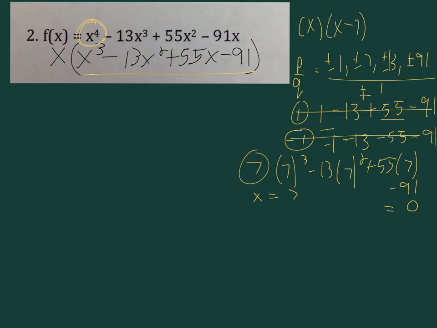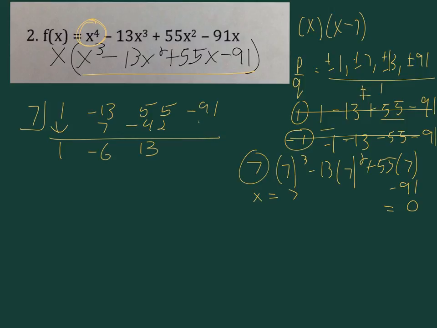So then we'll use 7 out here, and then that would be 1, negative 13, 55, and negative 91. And we'll do our synthetic division. So you bring down 1. 1 times 7 is 7. Minus 13 is a negative 6. Times 7 is negative 42. Plus 55 is 13. 13 times 7 is 91, which gives me a remainder of 0. So I'm left with x squared minus 6x plus 13.